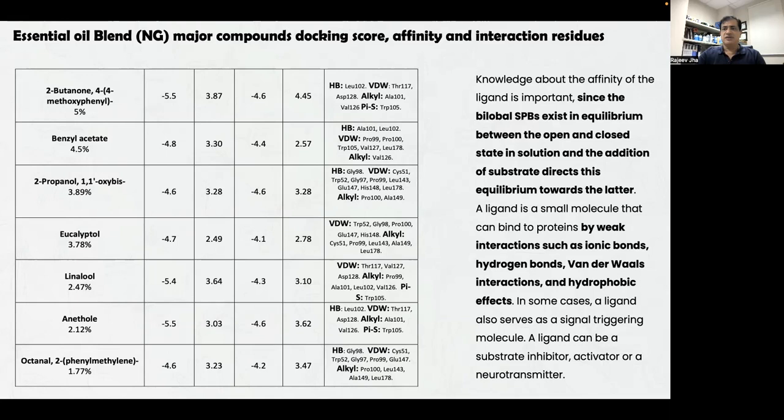A ligand is a small molecule that can bind to proteins by weak interactions such as ionic bonds, hydrogen bonds, van der Waals interactions, and hydrophobic effects. In some cases, a ligand also serves as a signal triggering molecule. A ligand can be a substrate, inhibitor, activator, or a neurotransmitter. Here we can see eucalyptol, linalool, and anethol, all are having negative docking score.